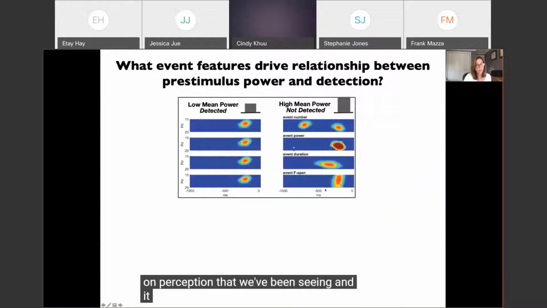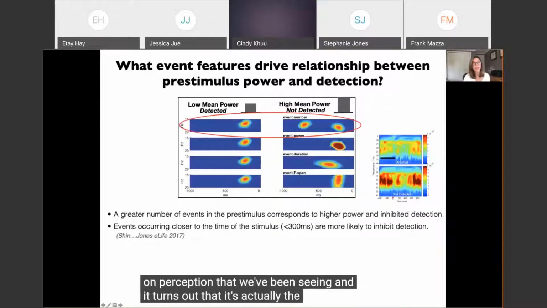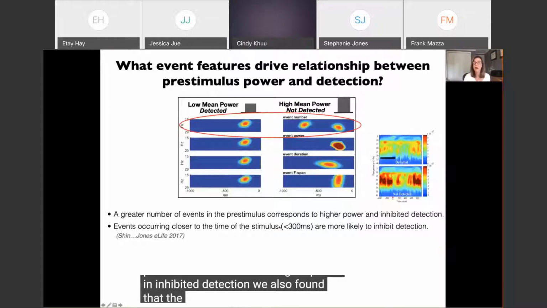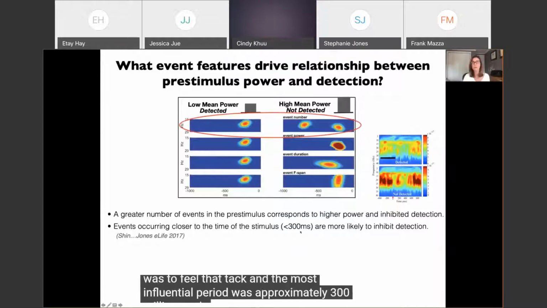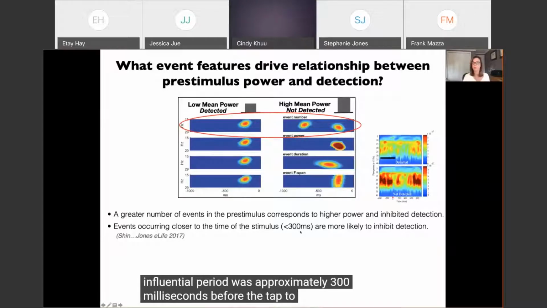And it turns out that it's actually the number of events in the pre-stimulus period that contributes to higher power and inhibited detection. We also found that the timing of the event before you tap the finger mattered, such that the closer it was to the time of the tap to the finger, the less likely the subject was to feel that tap. And the most influential period was approximately 300 milliseconds before the tap to the finger.